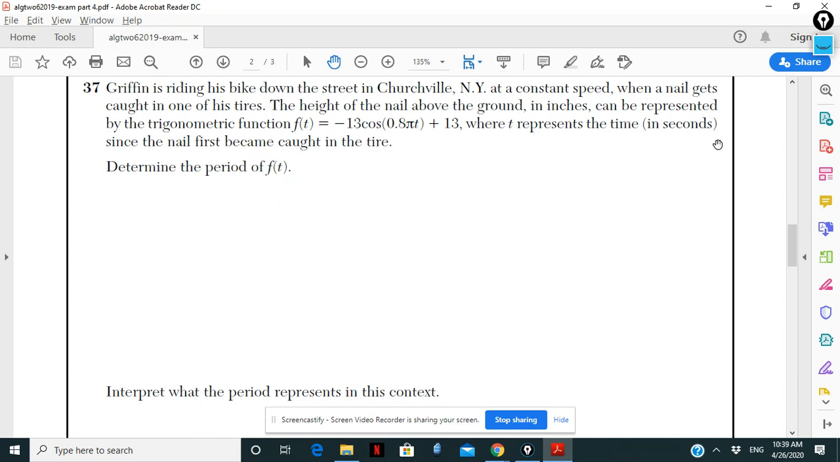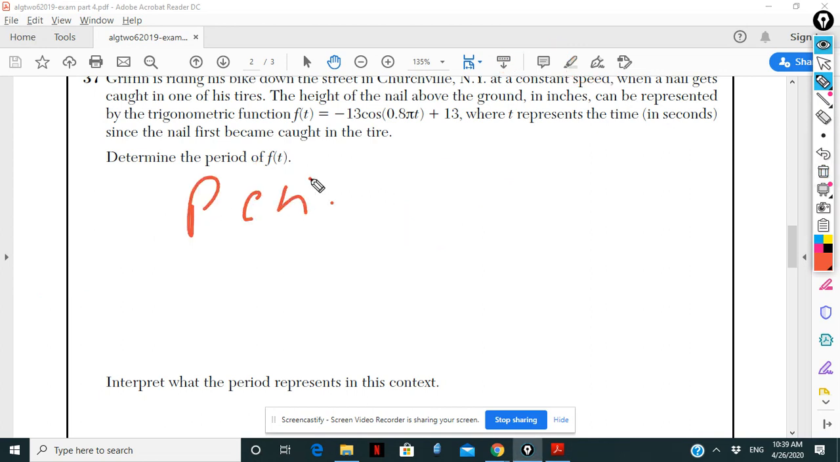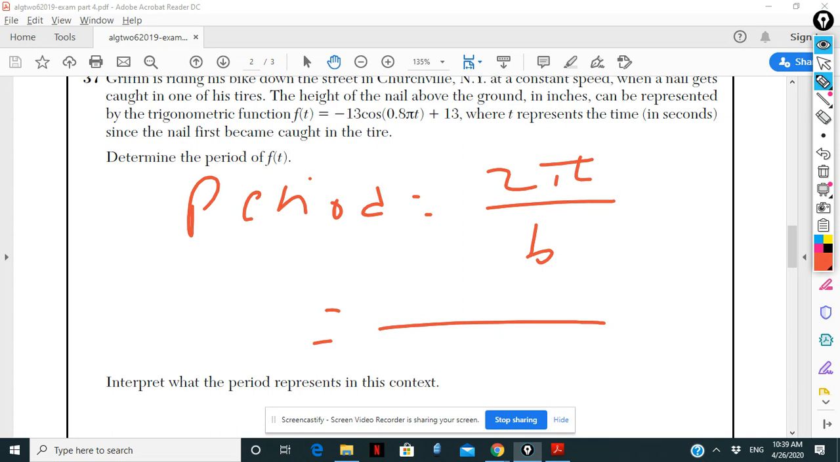Determine the period of f(t). So in that part, the period equals 2π over b. The b value here is 0.8π, so it's 2π over 0.8π, which is going to be 2.5. So the period is 2.5 seconds.